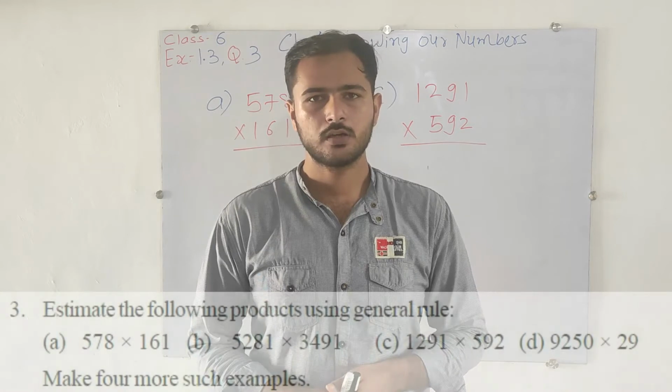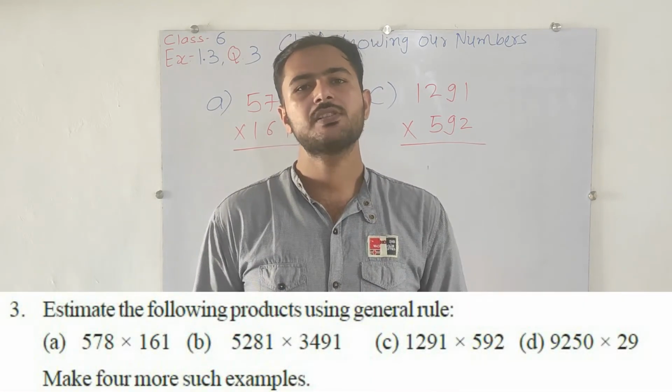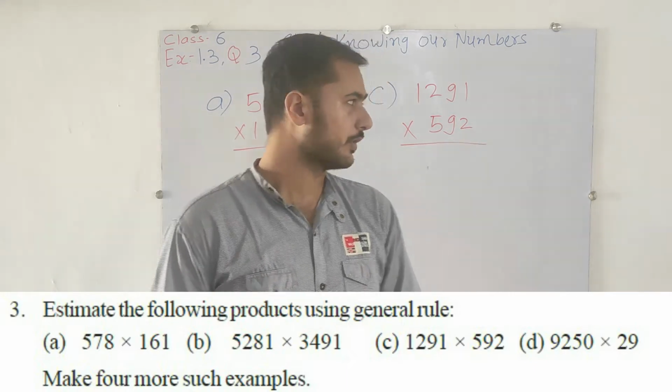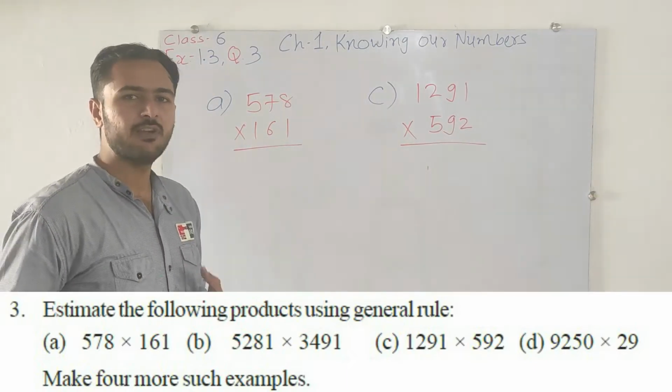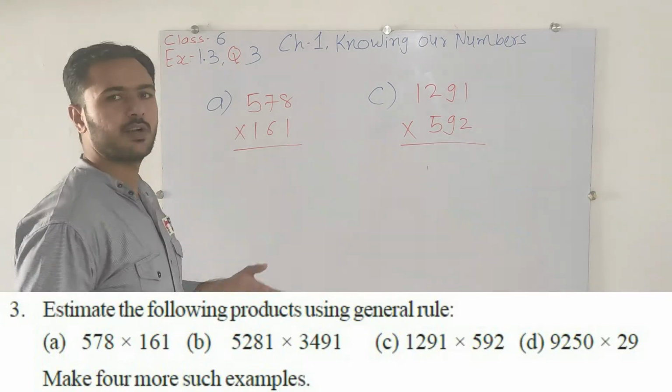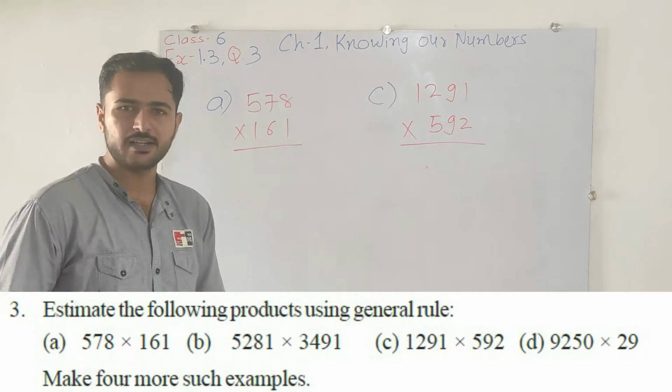Question number 3 of exercise 1.2. In that we have to do the multiplication by estimation. For the general rule: whatever number is given, we will just round it off to the place value given. Here suppose it is the 100 place, so we will round by the 100 place.